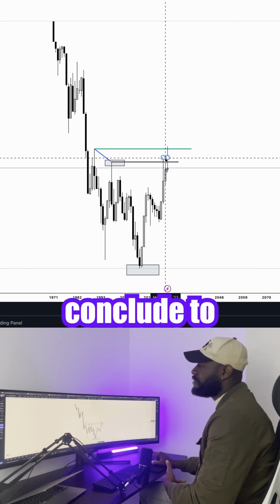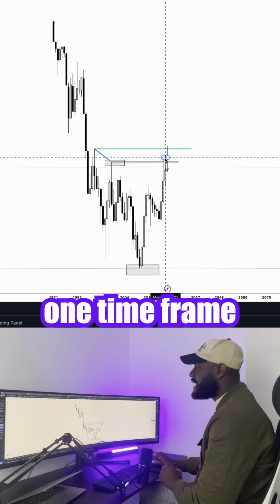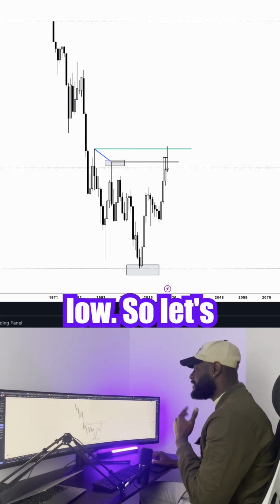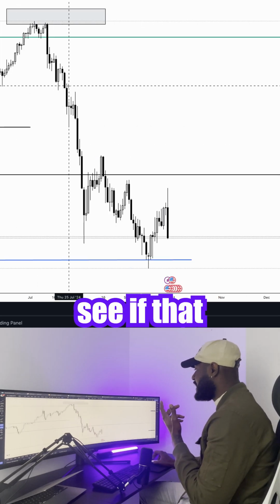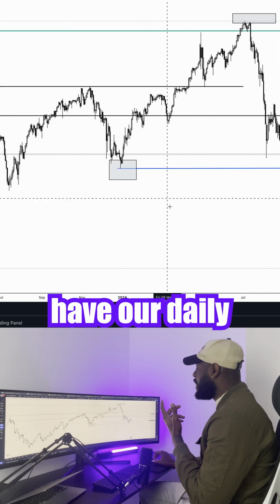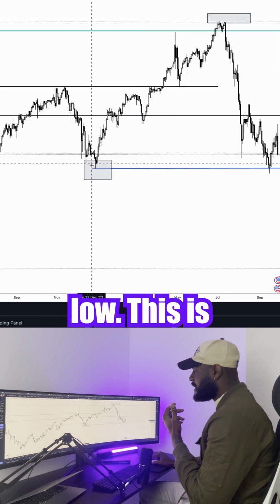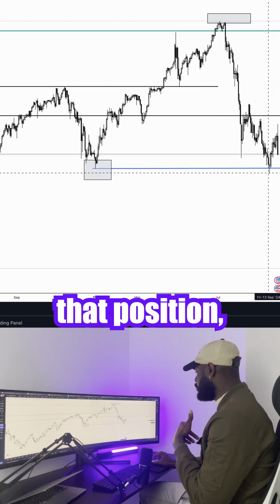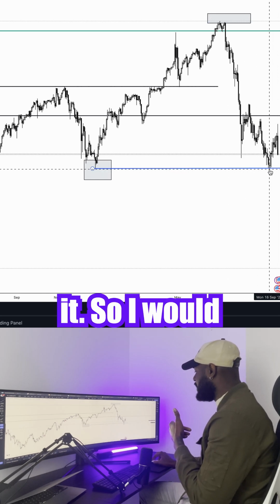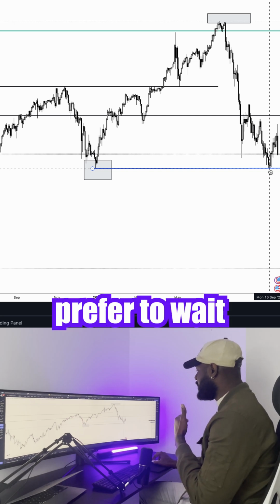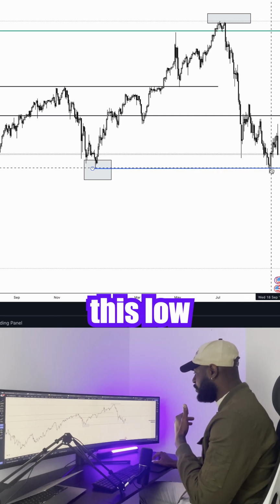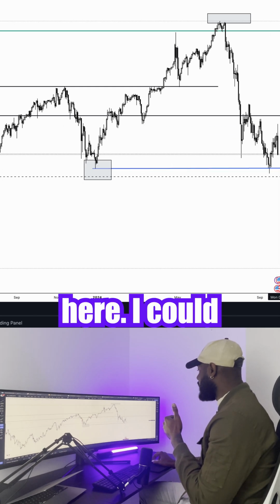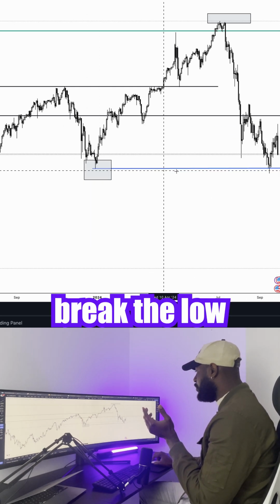But before I conclude to look for sells, one time frame that I would love to see break is a daily swing low. So let's take a look at the daily swing low to see if that has been broken. Right here we have our daily low. This is our daily swing low, daily swing high. Price ran through that position, but it didn't break and close below it. So I would personally prefer to wait to see it break and close below this low before I conclude and start looking for sells. Now, this rejection here could drop off to break the low or not.